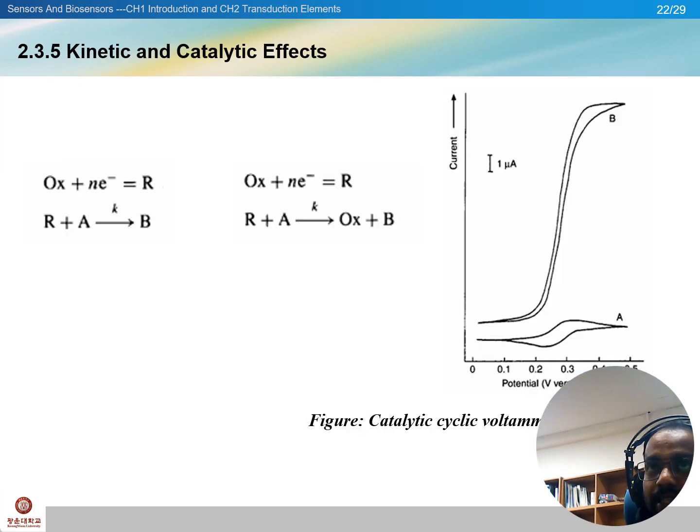Now kinetic and catalytic effects. Catalytic cyclic voltammetry: as you can see, there is a cyclic pattern in the figure for substance A as well as substance B, whereas substance B has a higher value of current with respect to A.